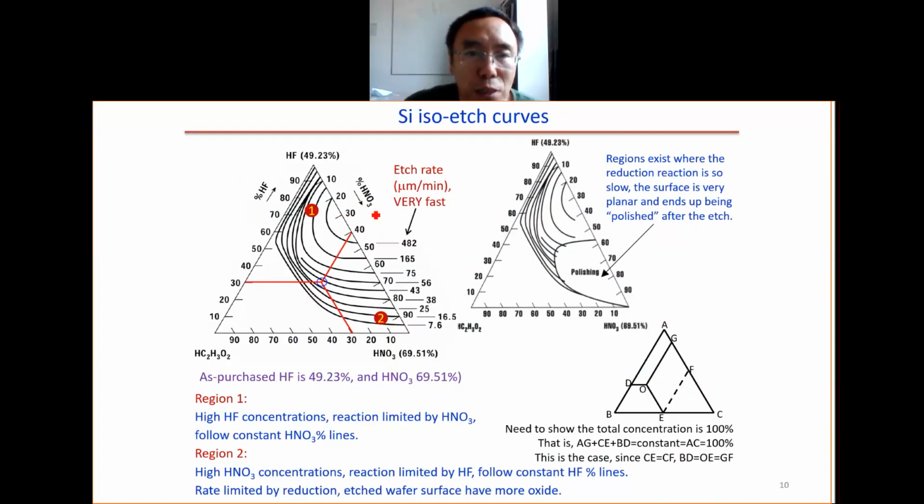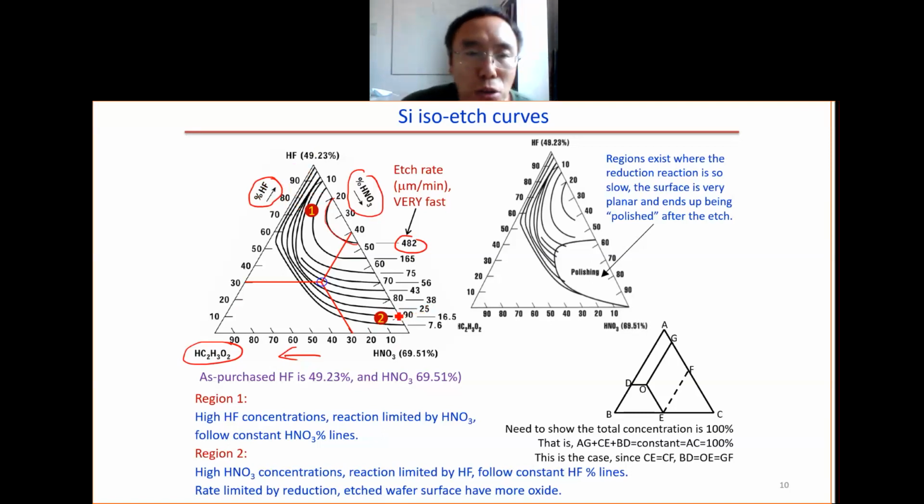So here is the etching rate. Each of the lines has the same etching rate. For example, this one is 482 micrometer per minute. This is extremely fast. Normally we have etching of a few hundred nanometer per minute, but this one is a few hundred micrometer per minute. So along this line, the etching rate is 482 micrometer per minute. This is the percentage of the nitric acid, this is the percentage for the acetic acid, and this one is the percentage for the hydrofluoric acid.